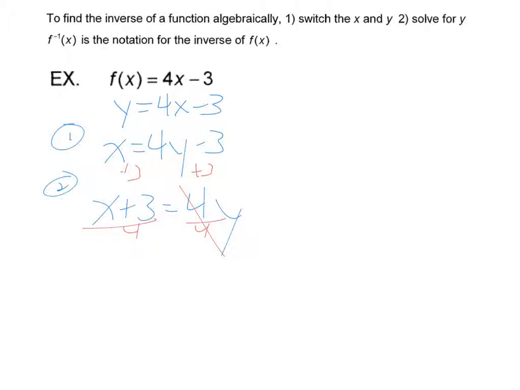And you could do the terms individually by 4 and have x over 4 plus 3/4. That would be fine. Or you can just keep it all one fraction. And so that's the inverse. And the f with the little -1 is the notation that means inverse.